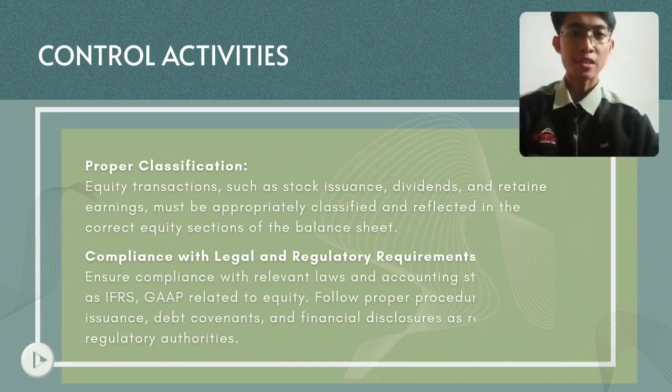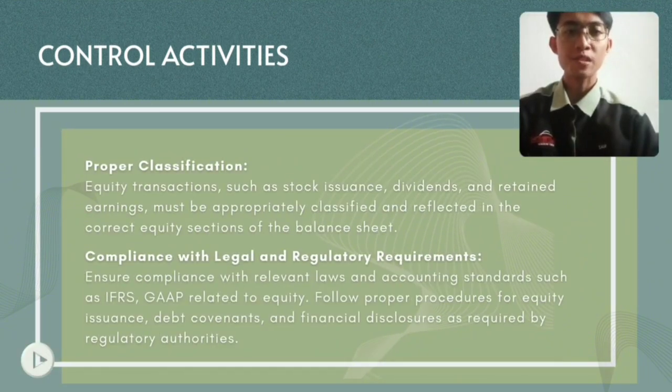Next one, proper classification. Equity transactions must be correctly classified in the financial statements. Issuance of shares should be recorded under share capital, dividends under retained earnings, and reserves in their respective accounts. Proper classification ensures transparency and helps stakeholders understand the true position of the company's equity.